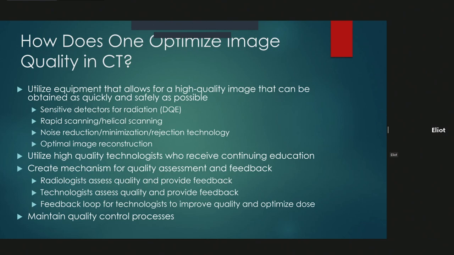And so one thing that's really important is being able to optimize also the quality of the studies that are being performed by the technologists with continuing education. I think it's really important with regard to optimizing quality to create a mechanism for quality assessment and feedback. Radiologists should assess quality and provide feedback to the technologists. There are a number of programs, including ours, where technologists assess their own quality and provide feedback to other technologists. There's also an importance of a feedback loop for information to go back to technologists to improve quality and optimize dose. And that's becoming increasingly challenging in an era where we're increasingly covering multiple hospitals and may not be on site for a large percentage of studies that we end up reading. And it's also important to maintain quality control processes.